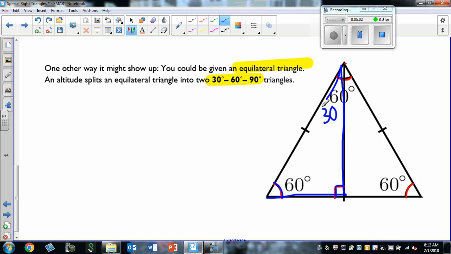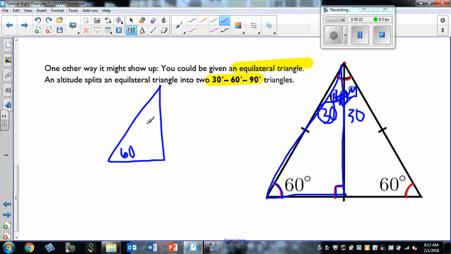And what do triangles add up to? 180. So this angle here is 30. I'm done using the whole 60-degree angle. So this is also 30 over here. So again, I can look at this and say, okay, I only need one side of the triangle. I have 60, I have 30, I have 90. 30 goes with the 1, 30 times 2 is 60, root 3 goes next to 30.